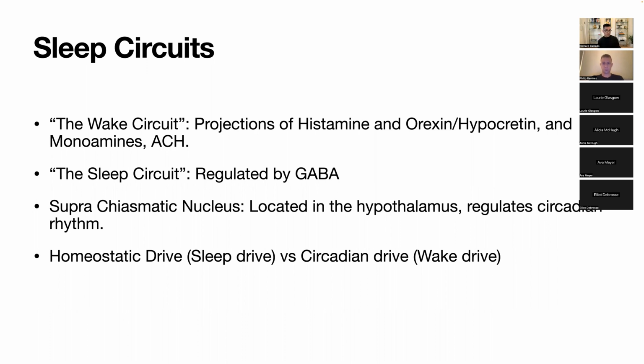The sleep circuit is pretty much regulated by GABA. So when you increase GABA, that's going to make you want to go to sleep. Once again, the suprachiasmatic nucleus is like the pacemaker of sleep. That's what regulates your circadian rhythm, and it's located in the hypothalamus. If there are any issues with the suprachiasmatic nucleus, that's when you have issues with staying awake or falling asleep. Okay.